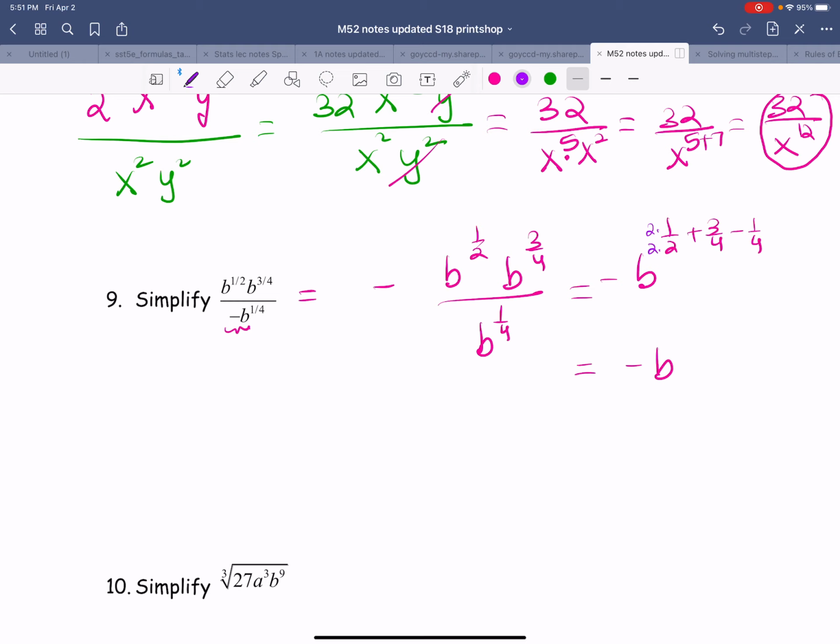Two halves plus 1/2 plus 3/4 minus 1/4. We need to have common denominators. So that turns out to be 5. 5 minus 1 is 4/4, which is equal to 1. So negative b is what we are left with here, or negative b to the first power.